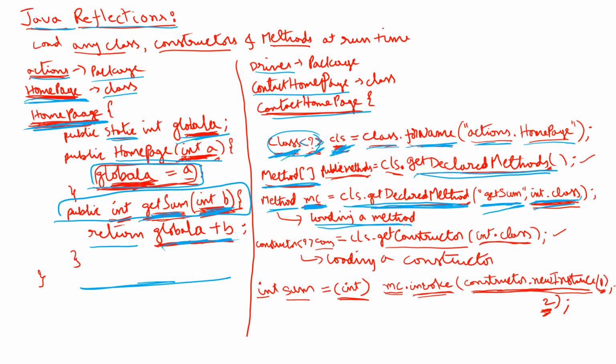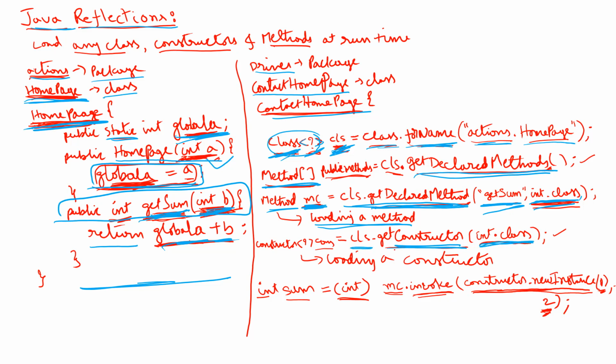Now the method is loaded, and we have to invoke that method. That means we have to call that method, we have to run the method. But before running the method, we have to call the constructor, because the constructor is setting the value for the global A, which will be used in this method getSum. So before calling that constructor, we have to load the constructor. For loading the constructor, we have the getConstructor method here. The constructor takes a variable which is of integer type, so we have to use the class type of that integer, which is int.class.